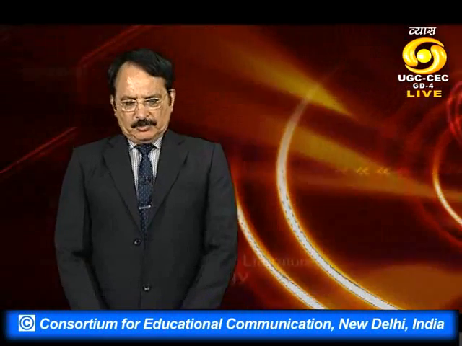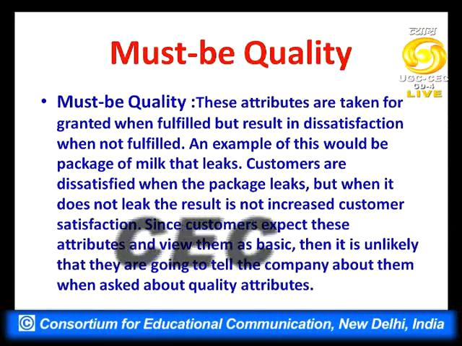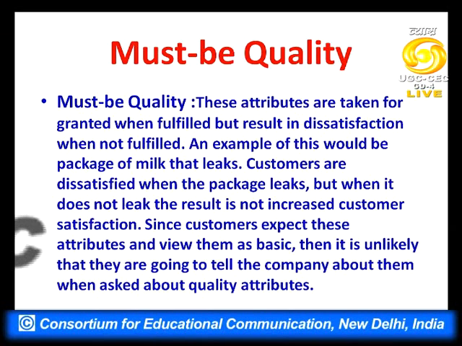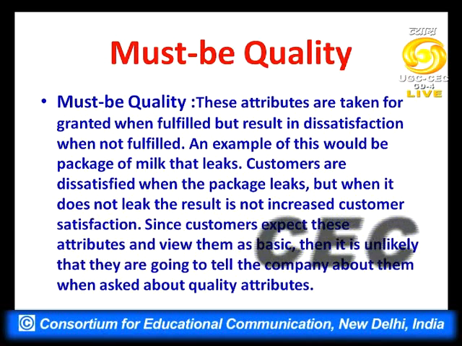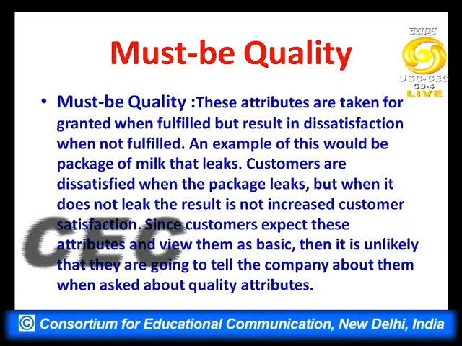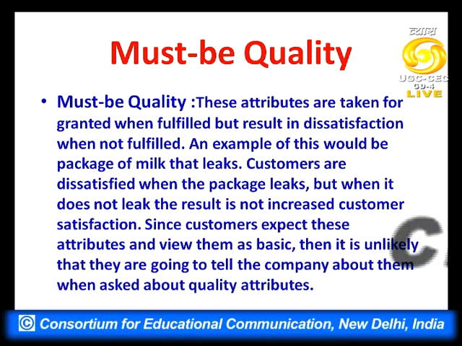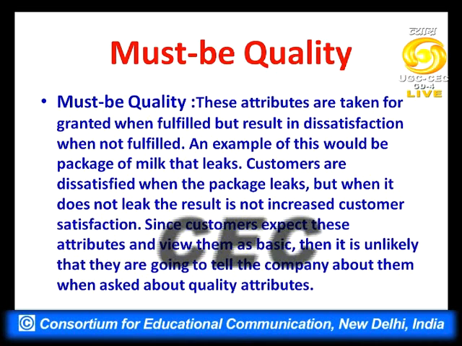Now, we will discuss something which is called must-be quality. Must-be quality: these attributes are taken for granted when fulfilled, but result in dissatisfaction when not fulfilled. And with these particular attributes, one feels that these are there in the product if the product is sold. An example of this would be a package of milk that leaks. We do not want any leaking package. Customers are dissatisfied when the package leaks, but when it does not leak, the result is not increased customer satisfaction.